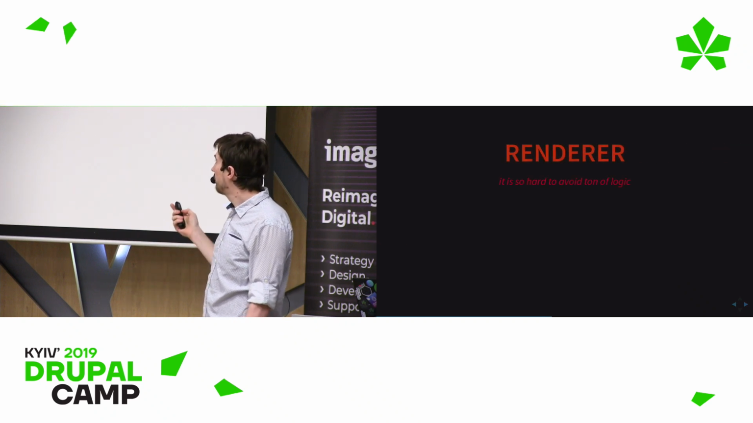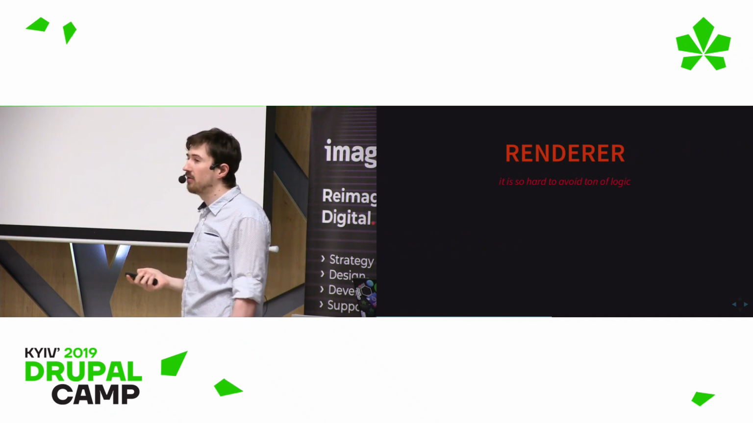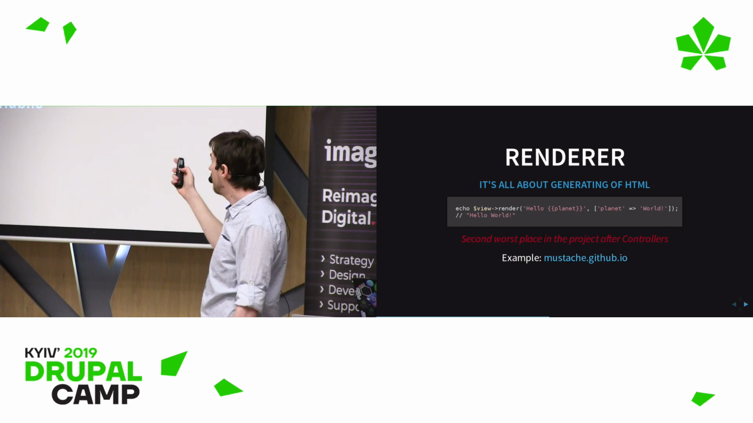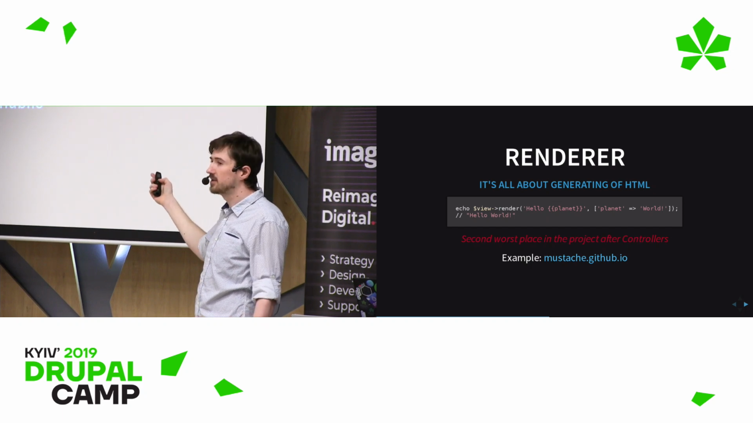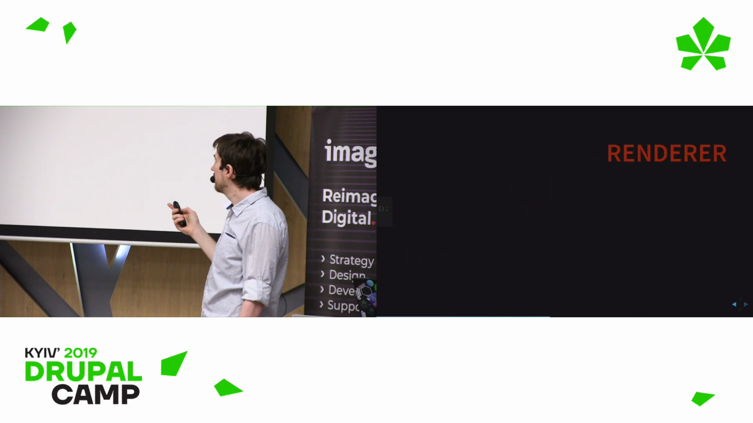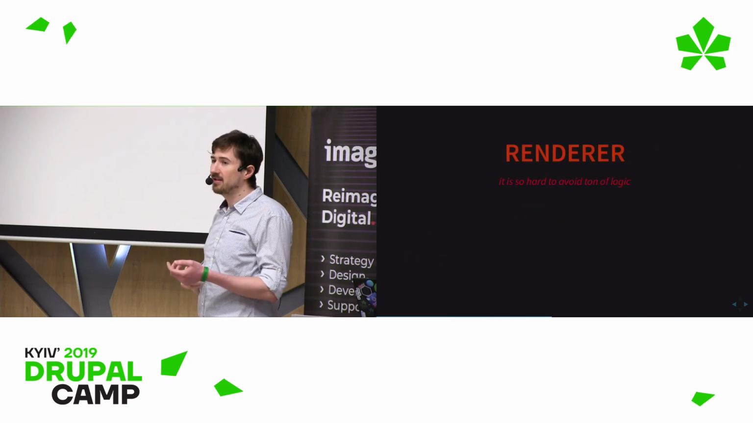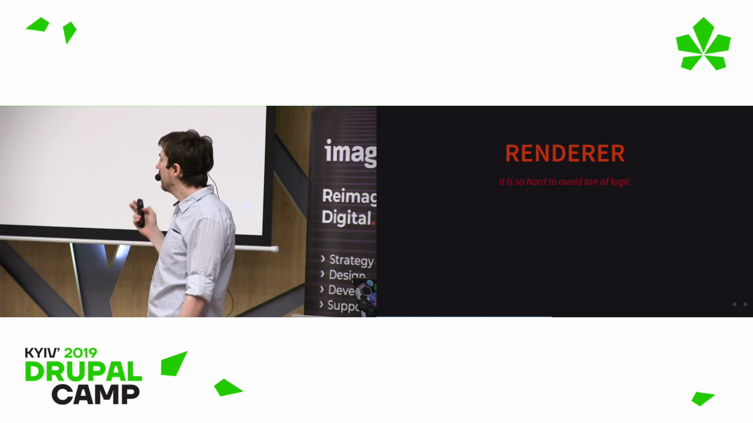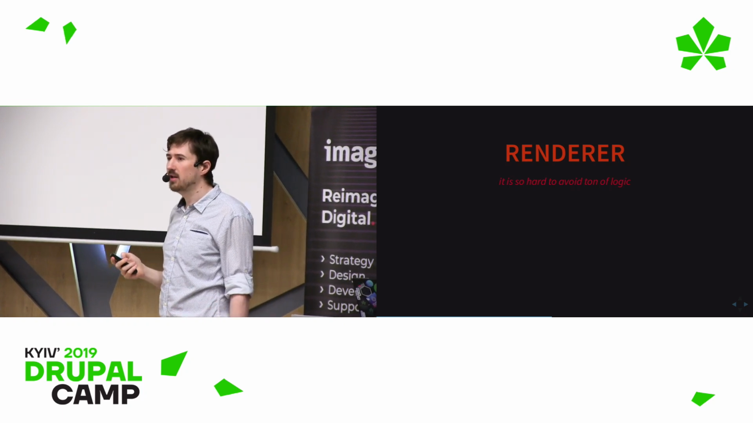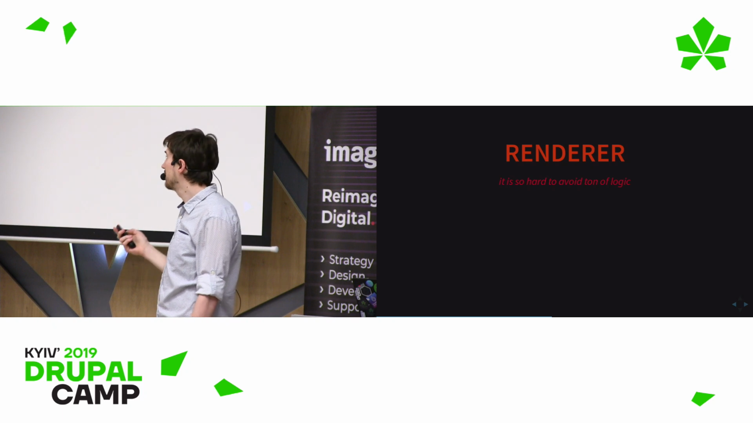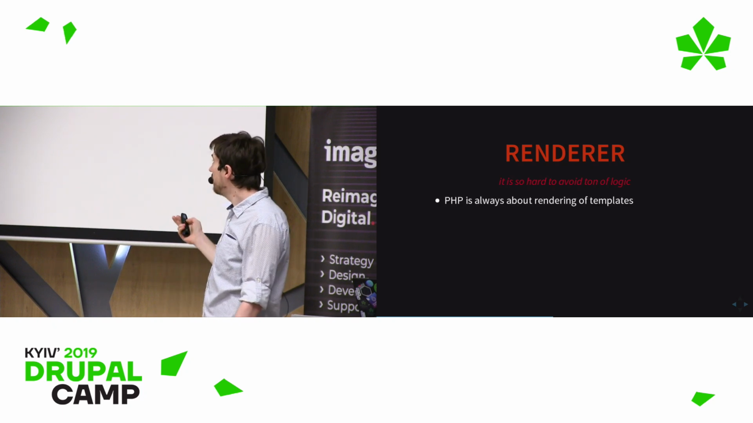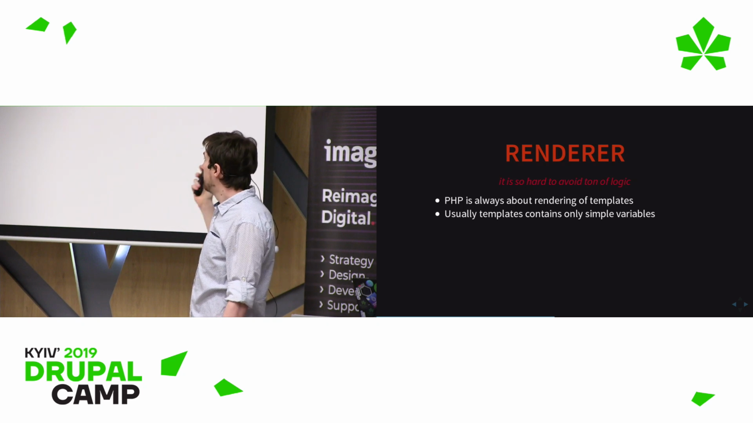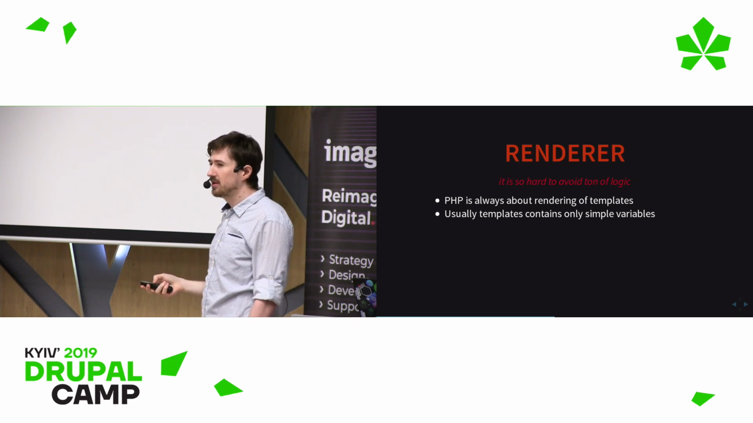And a couple of words for the renderer. It's hard to avoid a ton of logic. I love the Mustache library because it has only if else and loops, and simple variables, and that's all. But Twig can have filters, Twig can have plugins, and so on. And your Twig file can be really complex, and no one except you understands it. So PHP is always about rendering templates. That's the past. Usually templates have only simple variables, but that's usually.